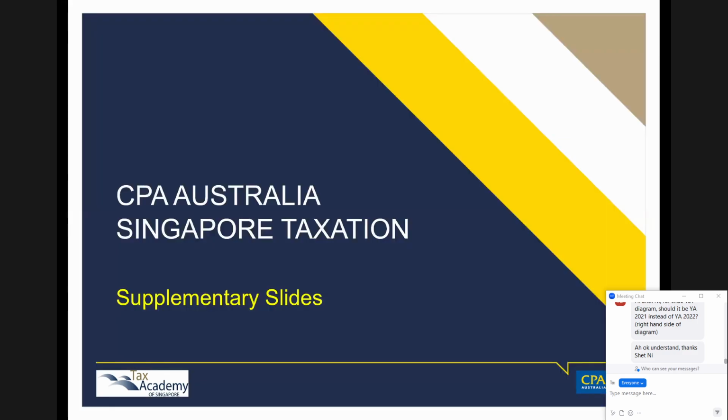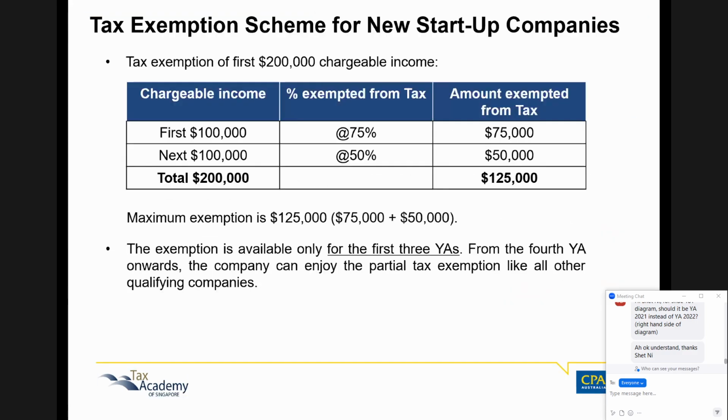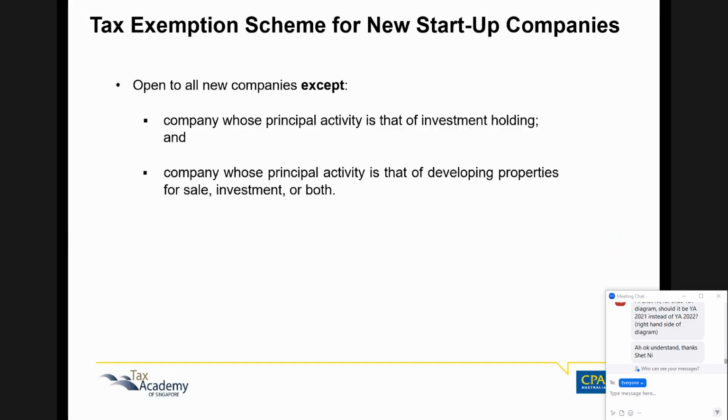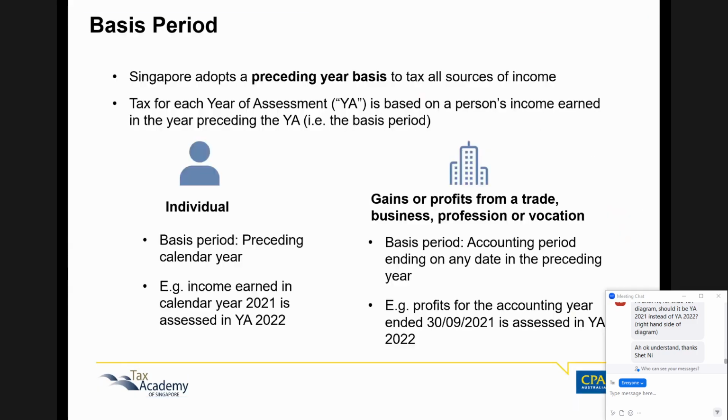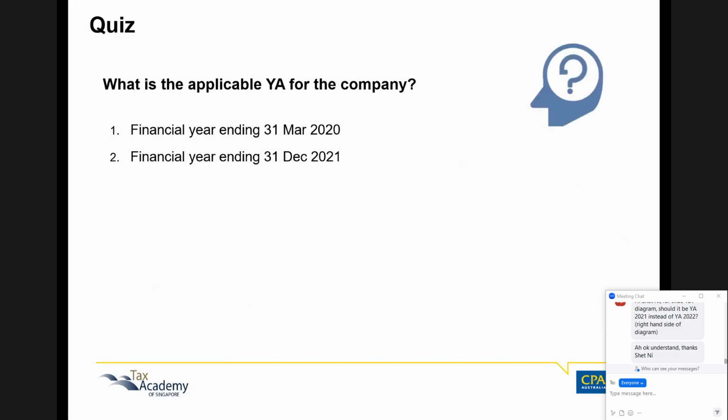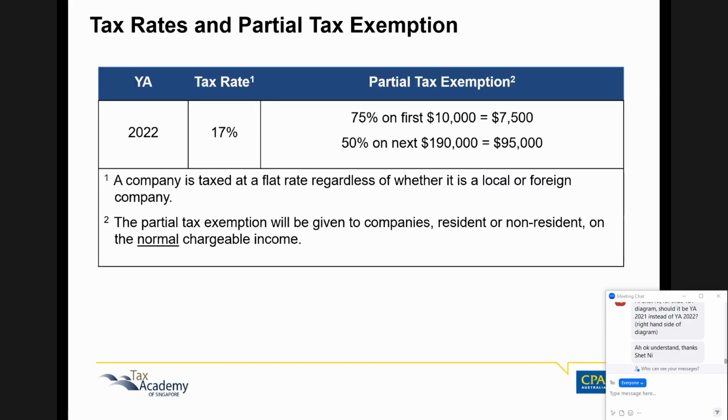Okay, maybe later on I'll go through that tax computation again. Anything that's in the supplementary slides is not tested in the exam. Basis period is very basic, so you have to know it. The paper you'll be given in the exam. Okay, so 17% tax rate.